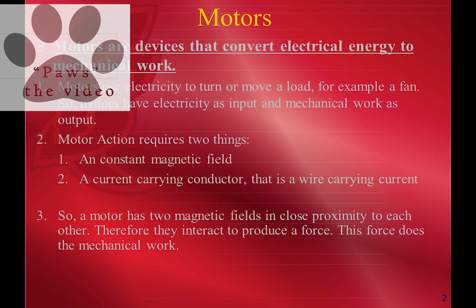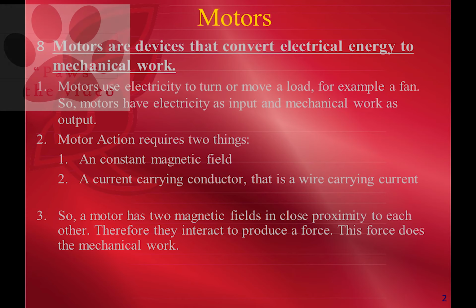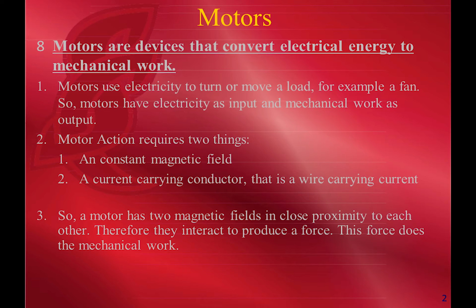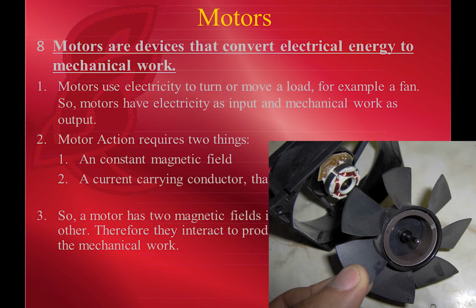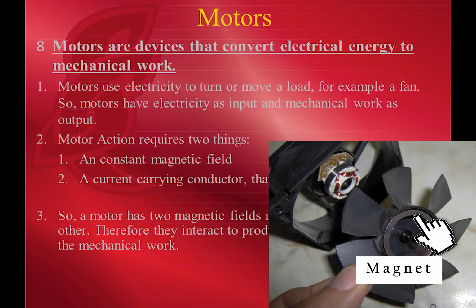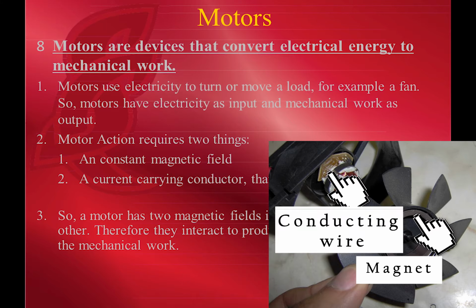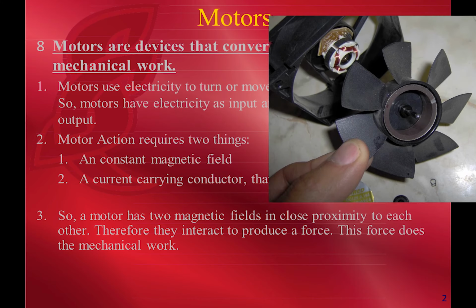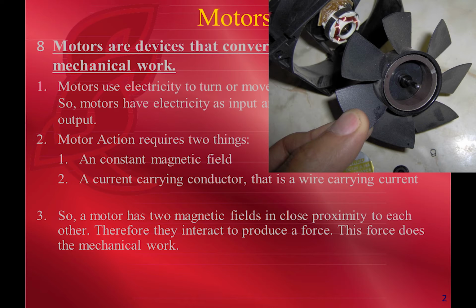Motors are devices that convert electrical energy to mechanical work. They're going to use electricity to cause something to rotate or move a load. So this is how an electric fan works. But basically they take electricity as an input and it creates mechanical work as an output. We're going to need a constant magnetic field. We're also going to need a current carrying conductor. So a motor has two magnetic fields that are going to interact with each other to produce a force. And this force is going to cause mechanical action to happen.